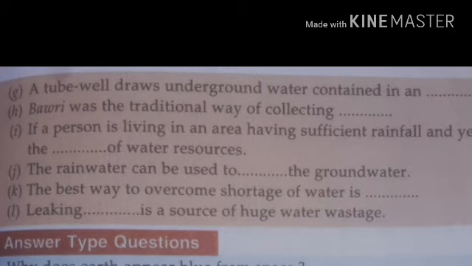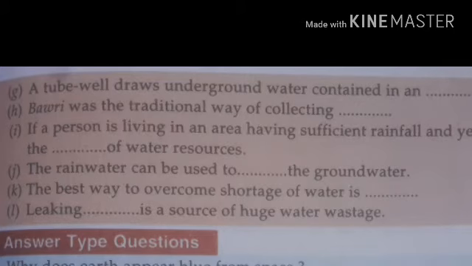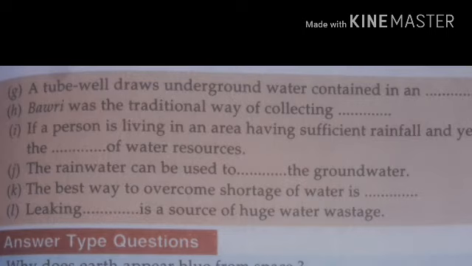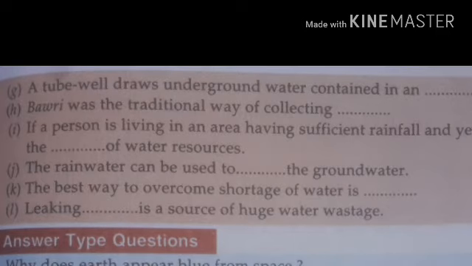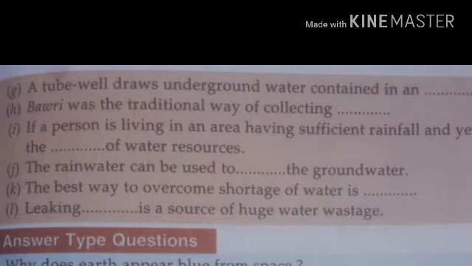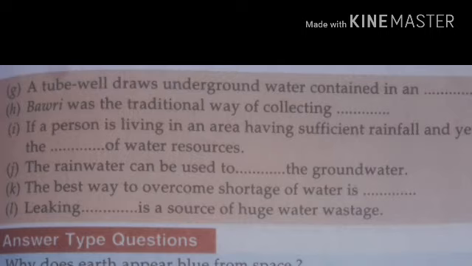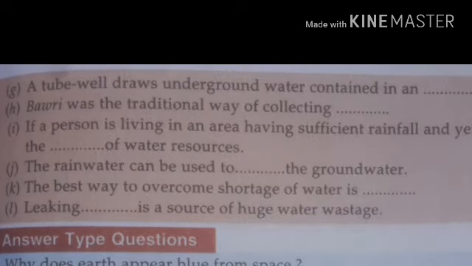Next, rainwater can be used to recharge the water, or otherwise to increase the groundwater level, right? We use rainwater. Next, the best way to overcome the shortage of water is following or constructing water management methods and water harvesting structures. So rainwater harvesting structures can recharge the water.